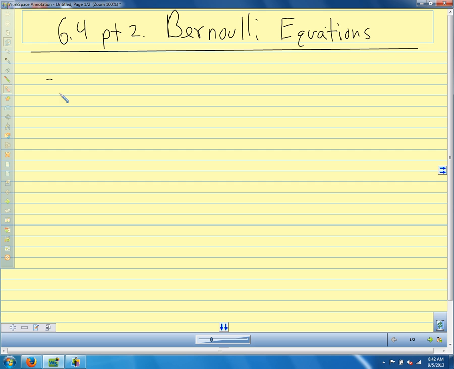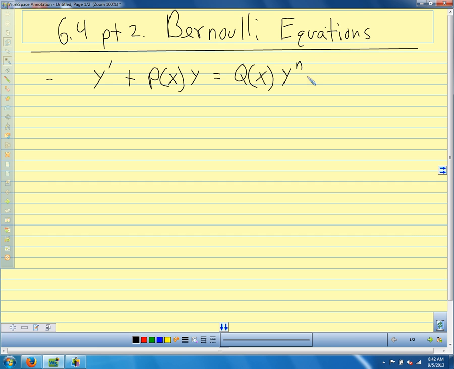So our Bernoulli equation has the form y prime plus p of x y equals q of x y to the n. It's very similar to the equation we were just working with, but this y to the n factor makes it nonlinear.